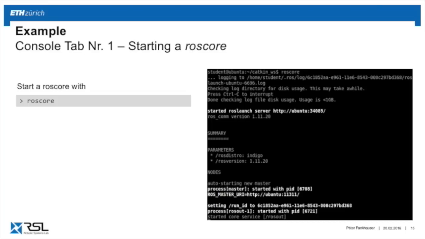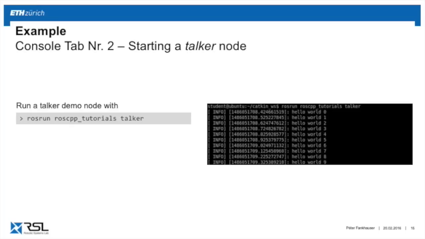Okay? Now open a tab number 2 or split the window. And then in this console, we're going to run a talker node, which is already a tutorial which is pre-installed in your system. You can type in rosrun to start the node, and then roscpp_tutorials, just a package name, and then talker for the node name.